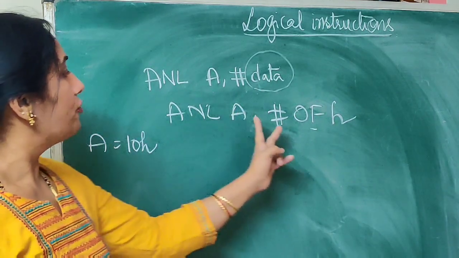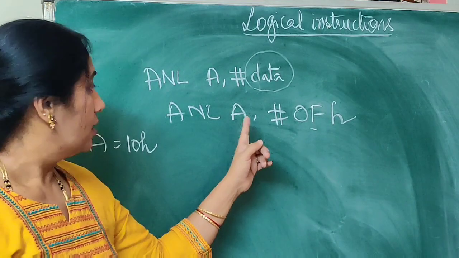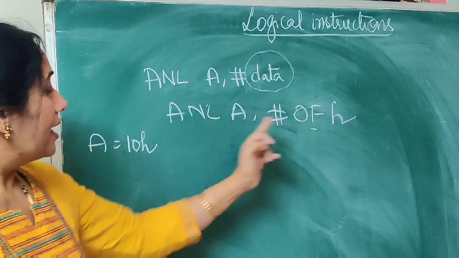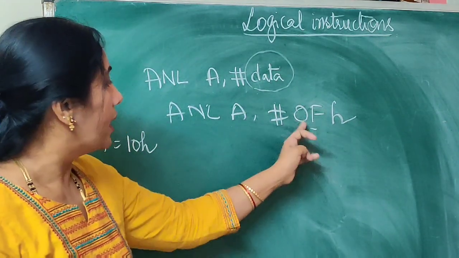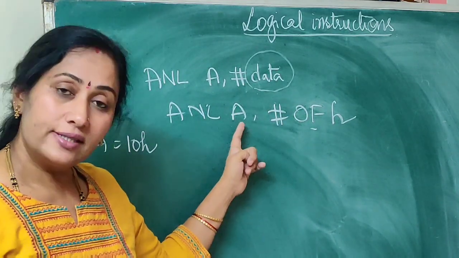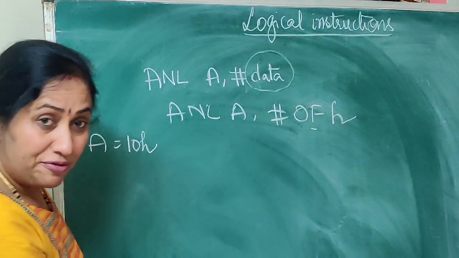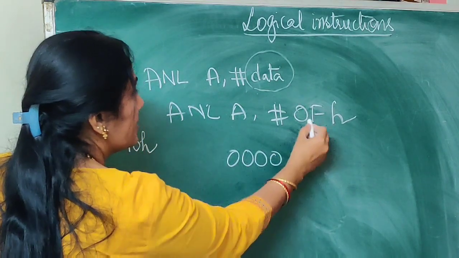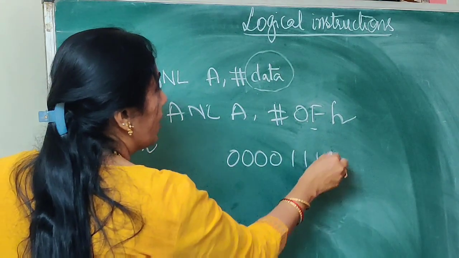And I am going to perform the AND operation between the source and the destination. What is the content of the accumulator? The accumulator is having 10 hex. And what is the source? The source is 0F hex. So between these two data, the AND operation is going to be performed and the result is going to be placed in the accumulator. So let me show it. The source is 0F hex, so let me write 0 0 0 0. It is 0. And what is the equivalent for F? F is 1 1 1 1.